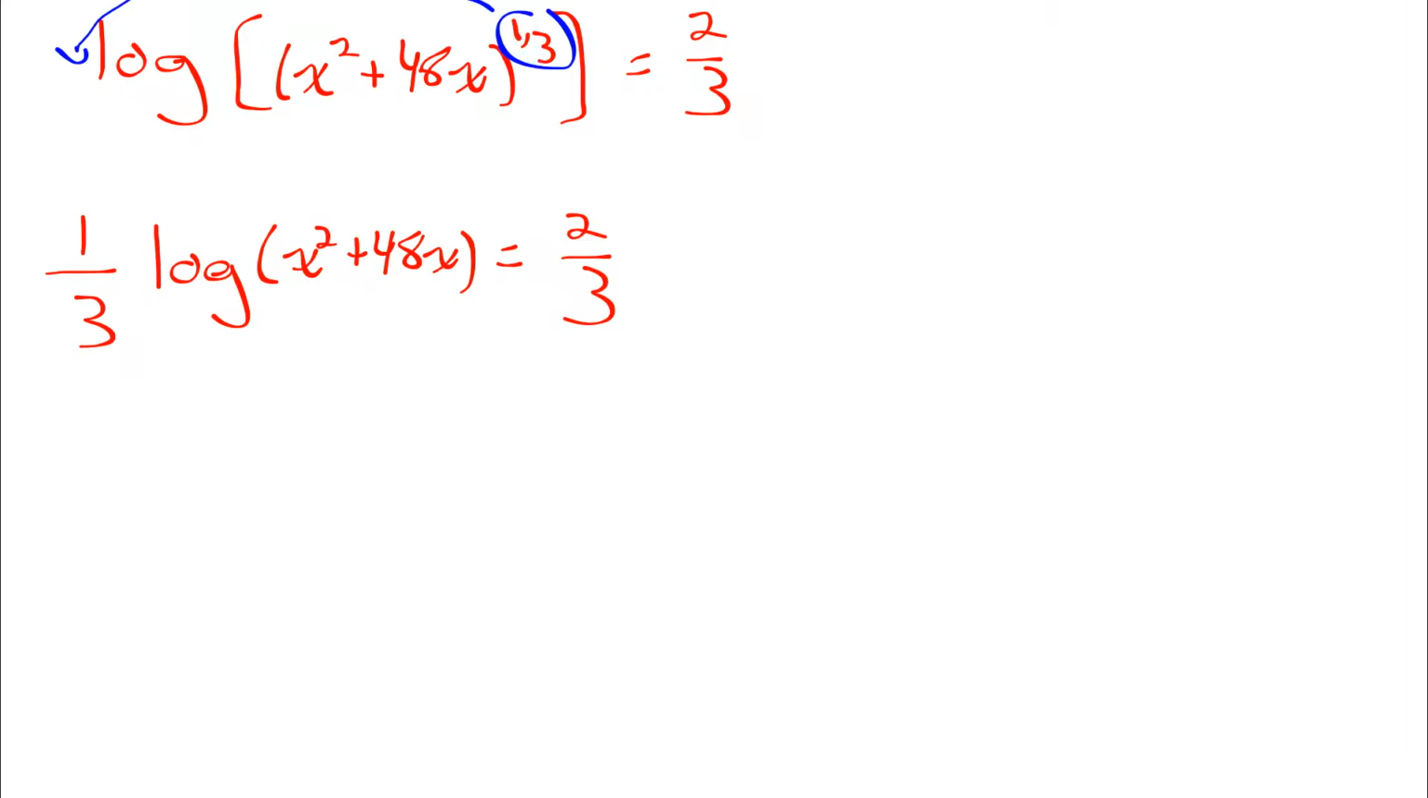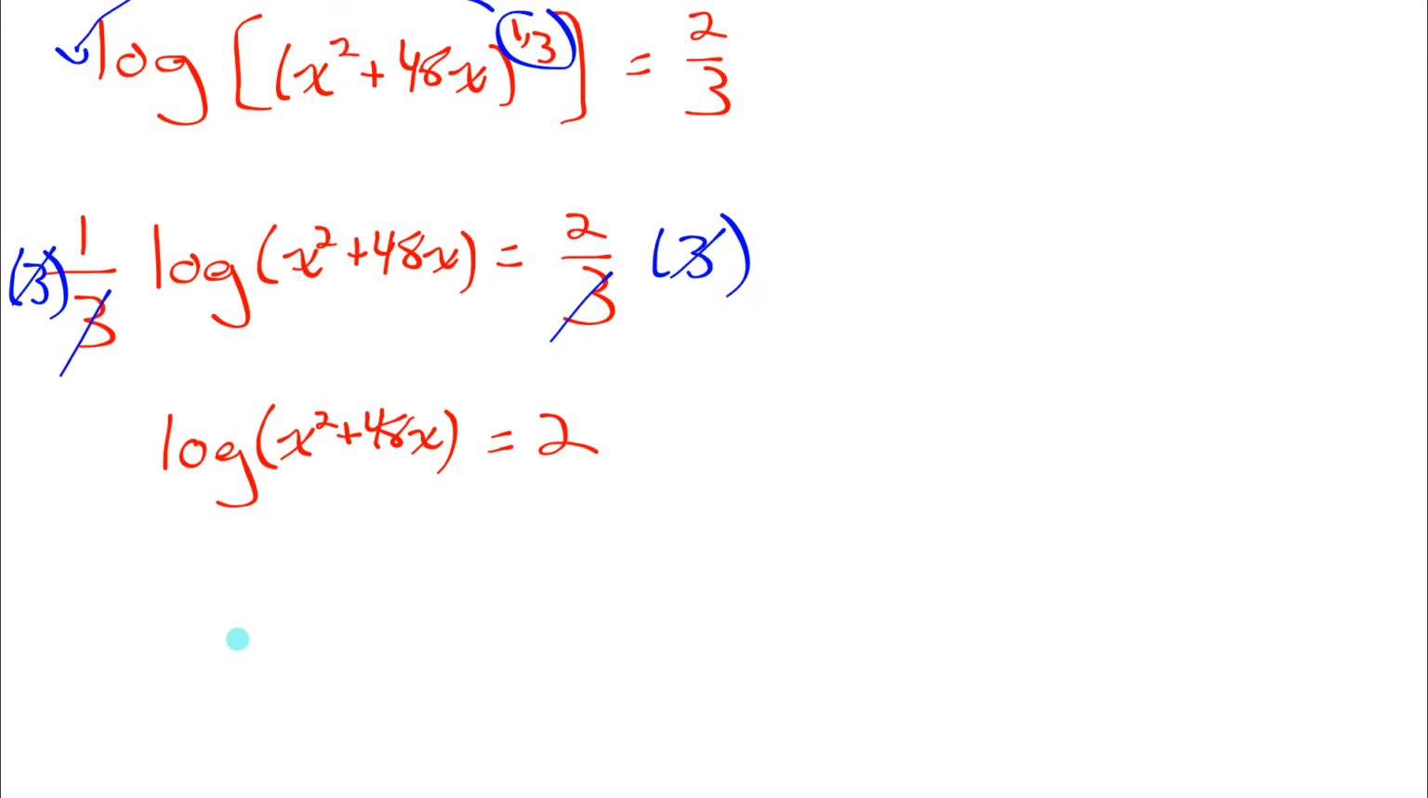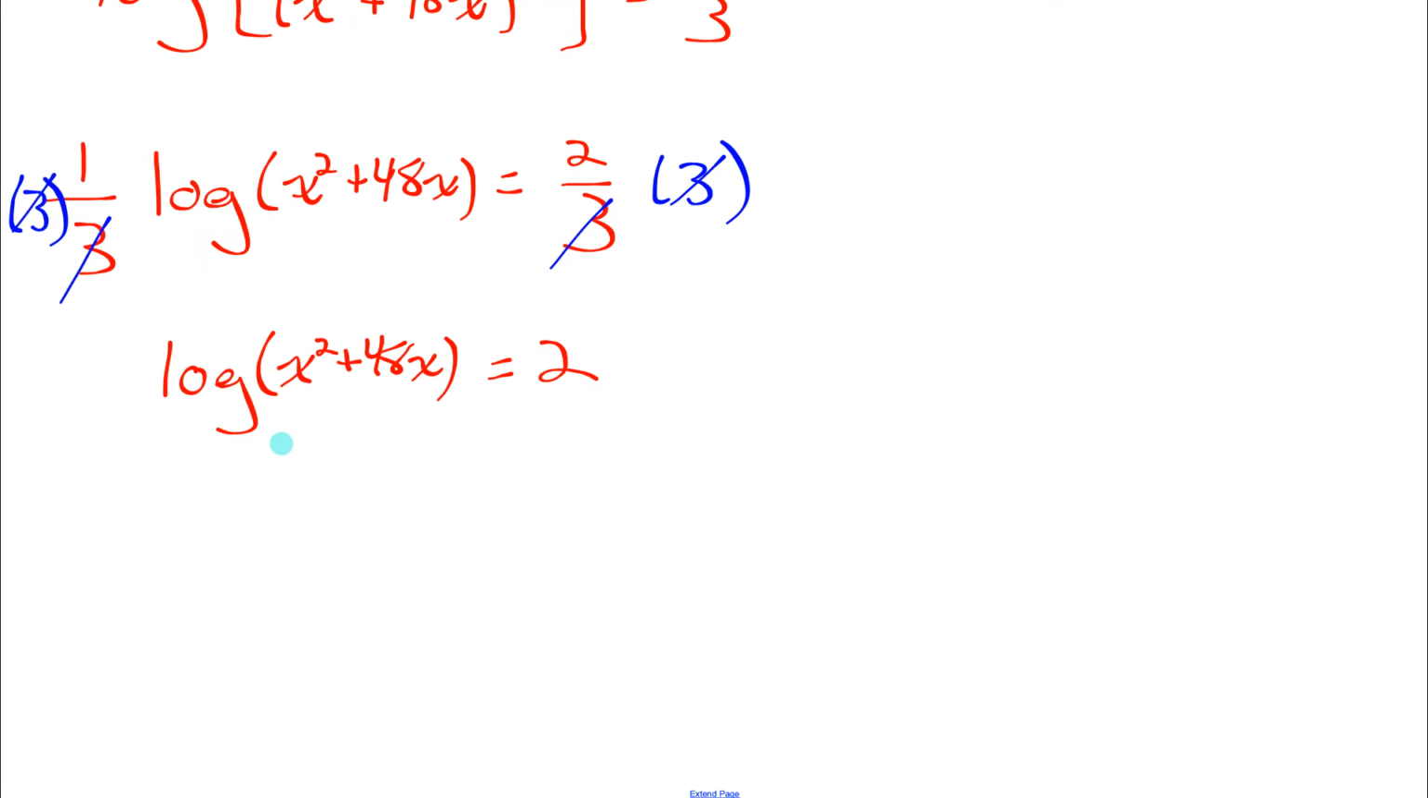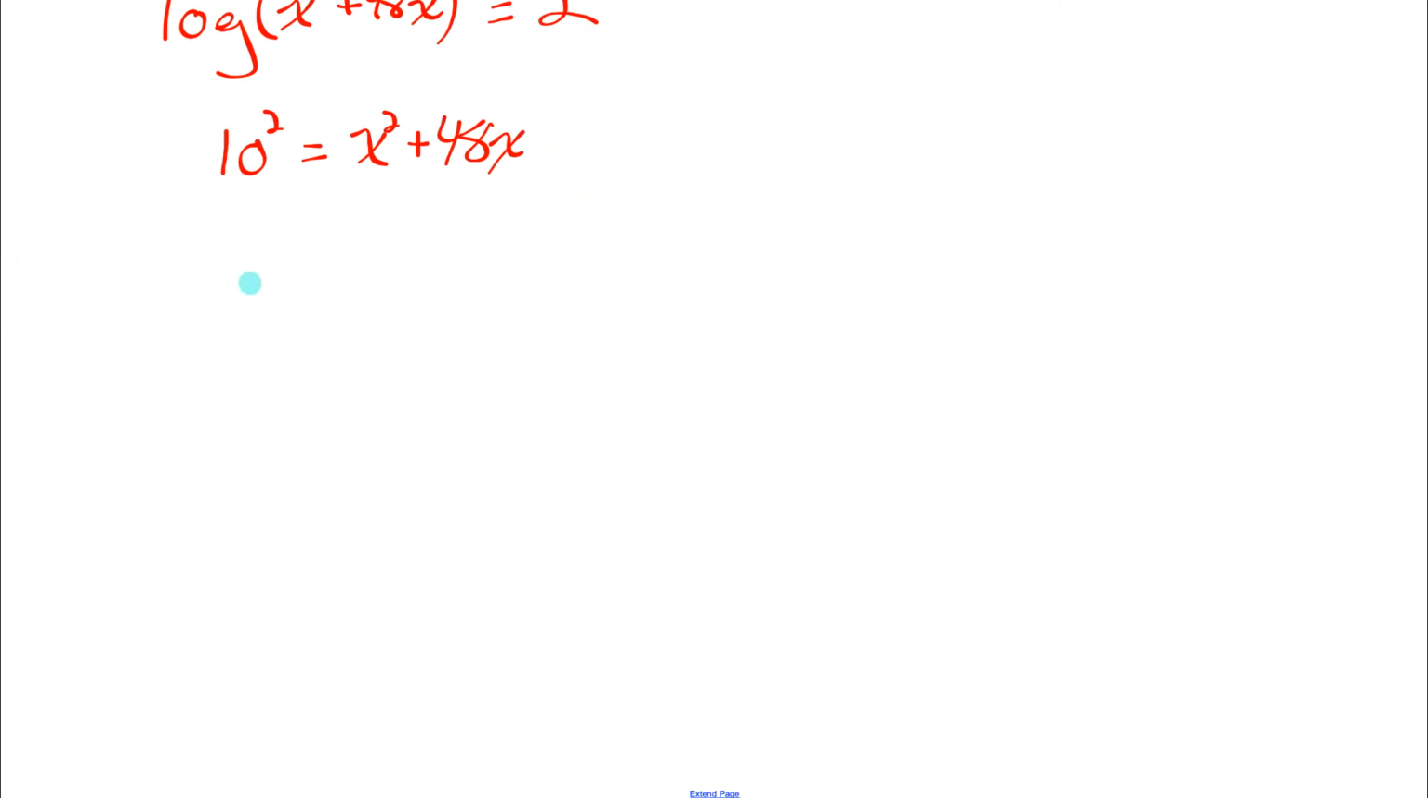And I'm doing that because now if you notice, if I multiply both sides of this by 3, those cancel. And those cancel. So I have no more fractions. That makes this easier to deal with. So I now just have log of x squared plus 48x equals 2. Now I think I'm going to convert this to exponential form. So it'd be 10 to the power of 2 equals the argument. And since this is a quadratic, I know I should set it to 0 to solve it. x squared plus 48x. Move the 10 squared over, so minus 100.